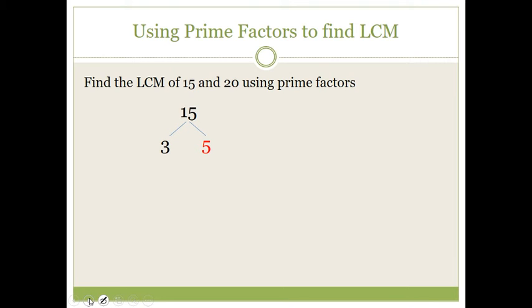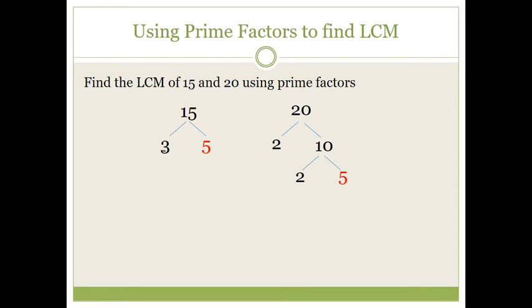Alright, so I find the prime factorization of 15, which is 3 times 5. I then break down 20 into its prime factors, which is 2 times 2 times 5. Now remember, I'm looking for the numbers they share in common between both lists.